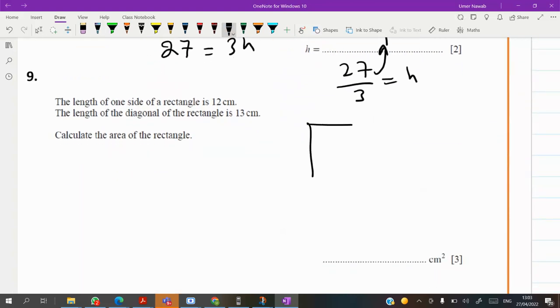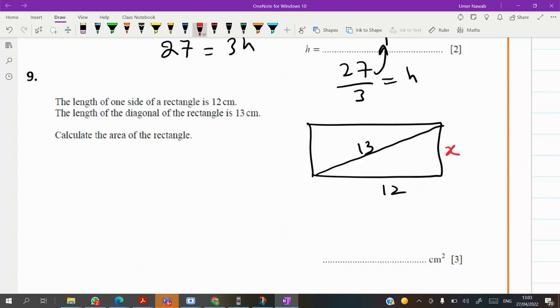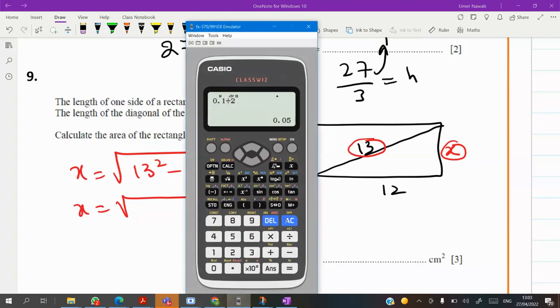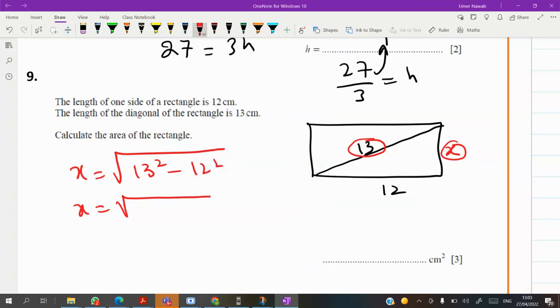Now he talks about a rectangle. One side is 12. The diagonal is 13. We want to find the area of the shape. We cannot find the area of a shape unless we find the shortest side. This shortest side, by using Pythagoras, because the hypotenuse is given, is 13 squared minus 12 squared. So 169 minus 144. Yes, 25, and x is equal to 5.